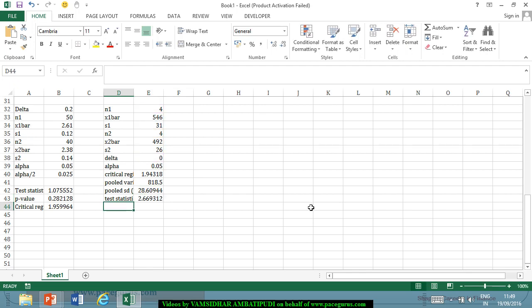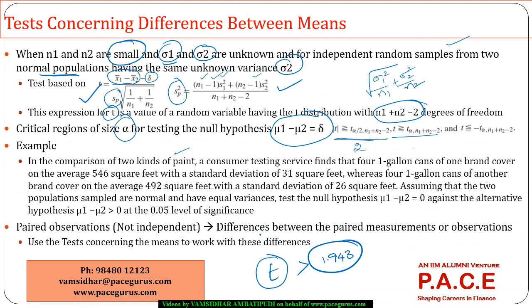So the test statistic is coming out to 2.66. It is much greater than 1.943. So I can very well reject the null hypothesis. I can very well conclude that the average of the first paint covers a much greater area compared to that of the second. That's the kind of conclusion that I can make.